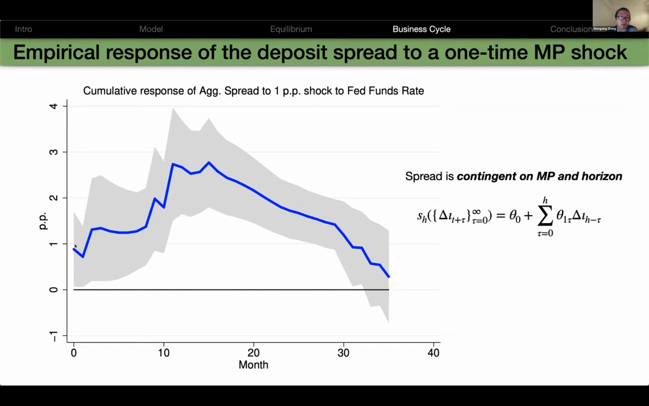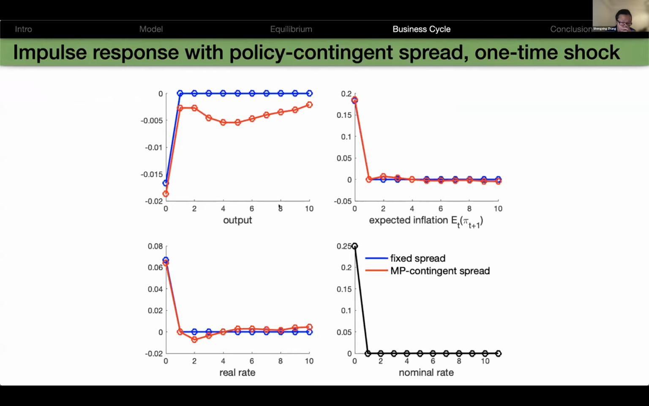But this effect actually is quite long lasting. It's quite persistent. A 1% increase in policy rate could lead to a 1% increase in the market power 30 months ahead. And the peak response is a 3% increase in response to a 1% increase in policy rate. Now, what we could do next is to take this empirical estimate as given, think of market power as responding to the policy rate in this way, and look at the impulse response again of the model economy to a policy rate shock.